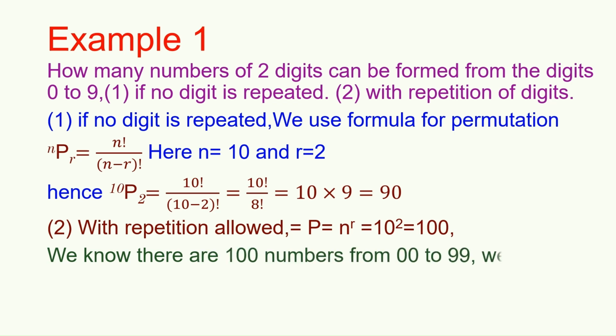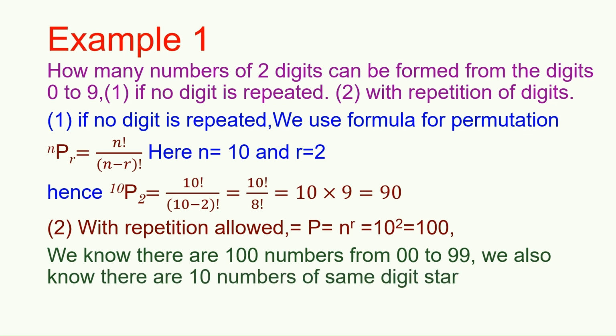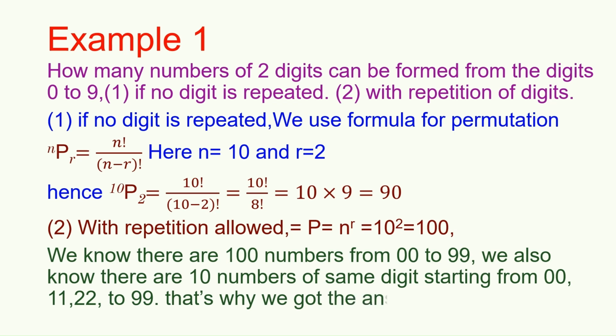We know there are 100 numbers from 00 to 99. We also know there are 10 numbers of same double digit starting from 00, 11, 22 to 99. That's why we got the answer 90 in first case.